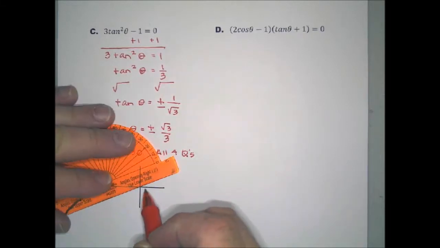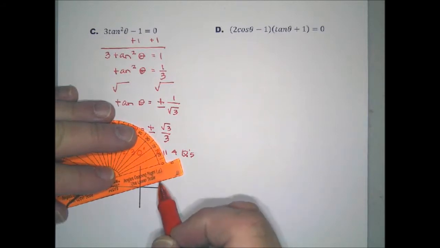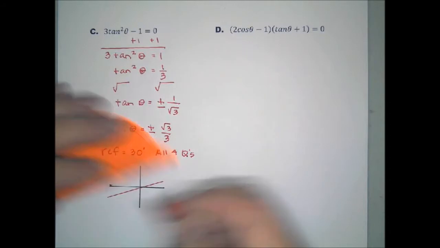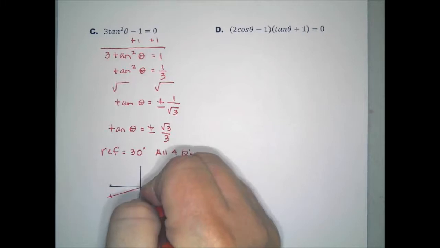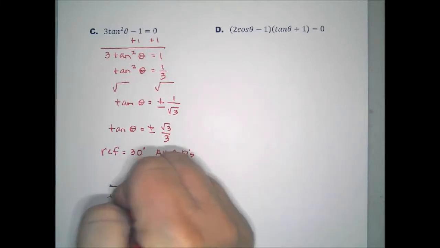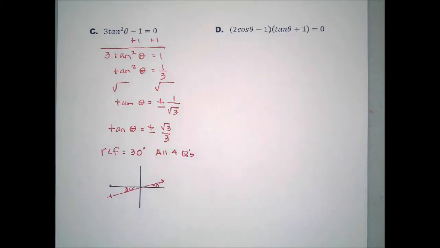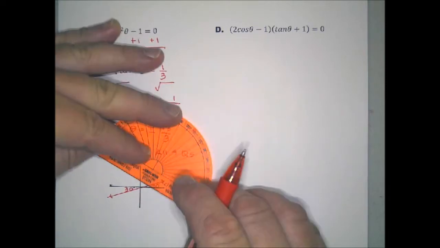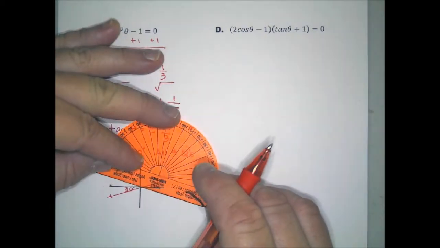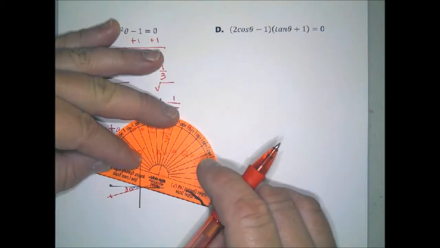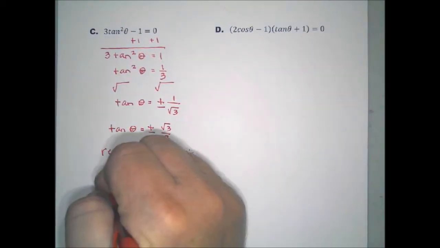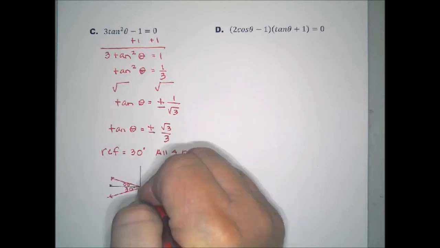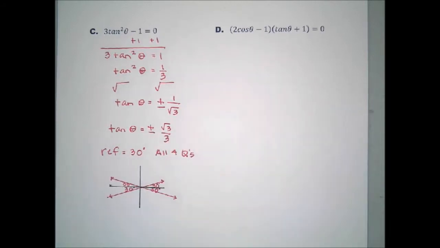Well, quadrant 1's easy. And as long as we're putting it in quadrant 1, we might as well put it in quadrant 3. So there's 30 degrees right there, and there's 30 degrees right there. Remember, reference angles are always off the horizontal. So when I do the other ones in quadrants 2 and 4, I'm making them off the horizontal axis. There's 30 degrees right there, and there's 30 degrees right there.